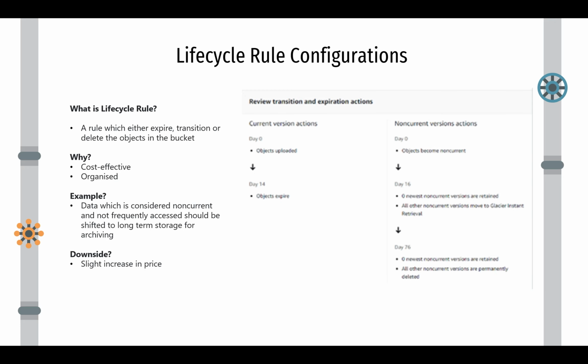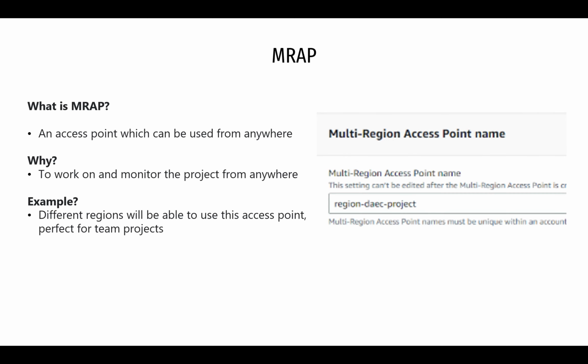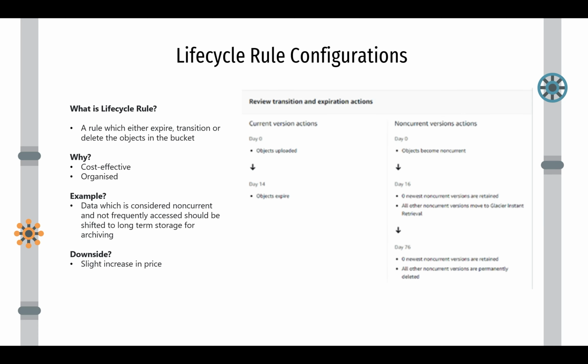Okay, now we move on to the lifecycle rule configuration, where basically it's just a rule to either transition, expire, or delete the object itself in the bucket. And why we use this is because it's more cost effective for us to move it to long-term storage, and also more organized. The downside is there is a slight increase when it comes to the retrieval price itself.